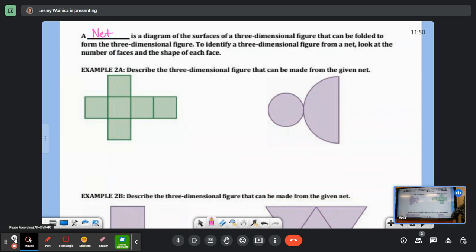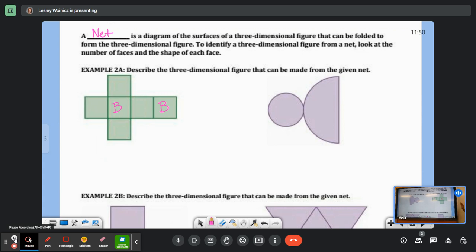Some strategies. We're going to look for one or two faces that are different from the rest, and those are going to be our bases. Does that make sense? Okay. All right, so if I'm looking at this one, do you see that this side, this side, this side, and this side are going to have to fold up? Okay, so automatically I know that this is my base and that this is another base. Does that make sense to everybody?